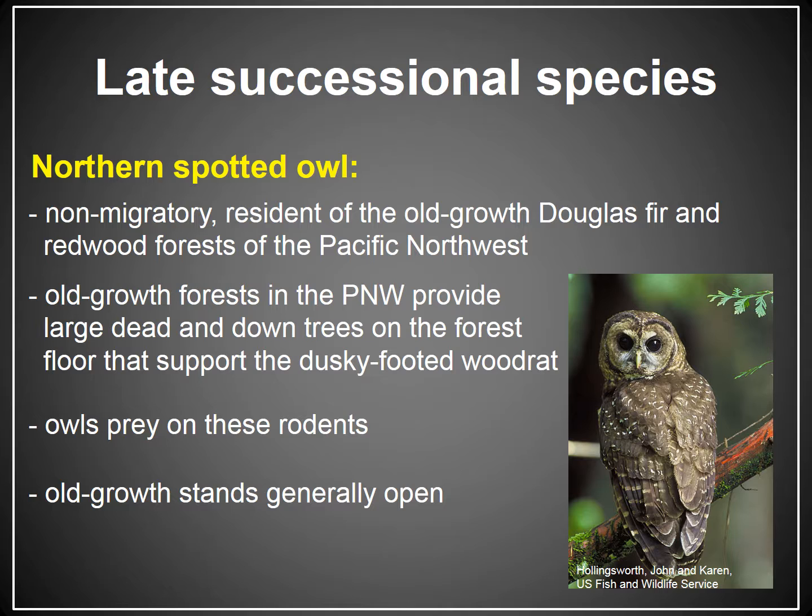The forests of the Pacific Northwest contain large dead and downed trees on the forest floor that support the habitat needs of this woodrat. Also, older forests generally have fewer trees, even though they're larger, leading to more open conditions within the stand and facilitating the predation efforts of the northern spotted owl.